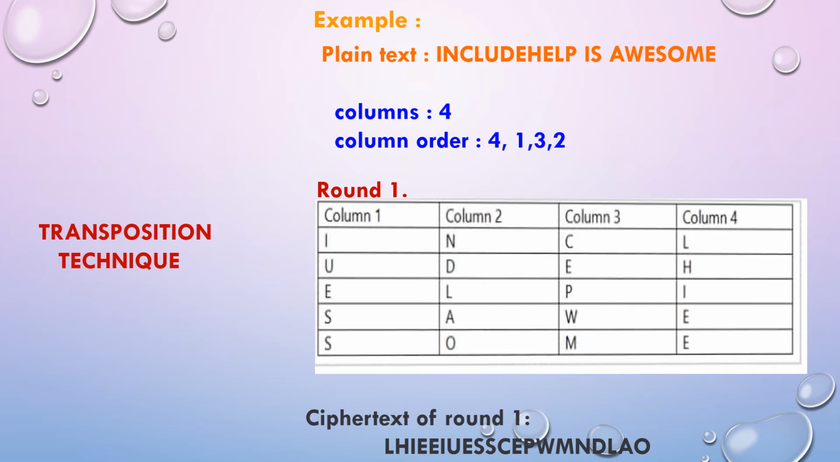I, N, C, L. Then the second row contains the letters U, D, E, H. Then the third row contains the letters E, L, P, I. The fourth row contains S, A, W, E as letters. Then the last row, that is the fifth row, contains the letters S, O, M, E. Then decide the column order for reading the message. Let us assume 4, 1, 3, 2 is the order.